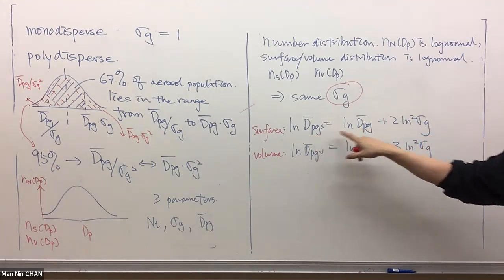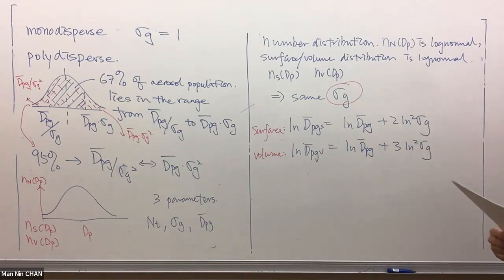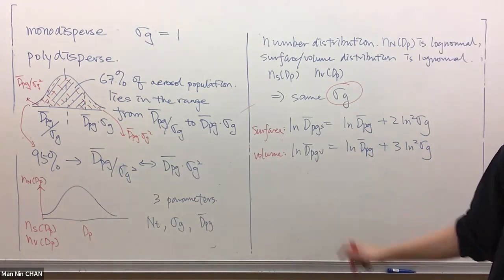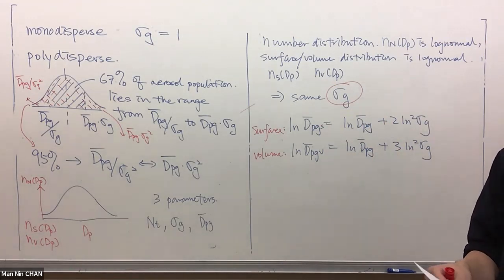So for the surface area, that will be plus 2 times the natural log squared of sigma g. And then for the volume, it will be 3 times the natural log squared of sigma g here. So therefore, these are the differences. I think this is just statistics, so we don't go into the details. I just give you the information.